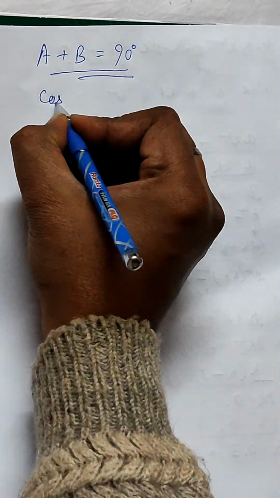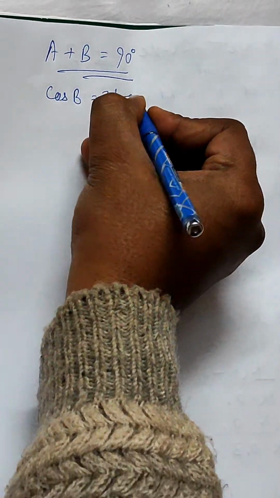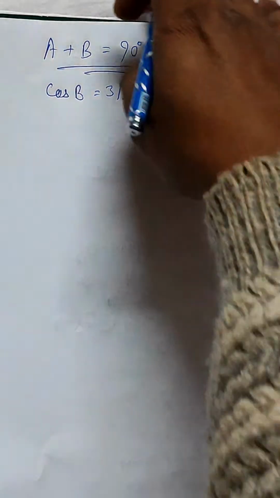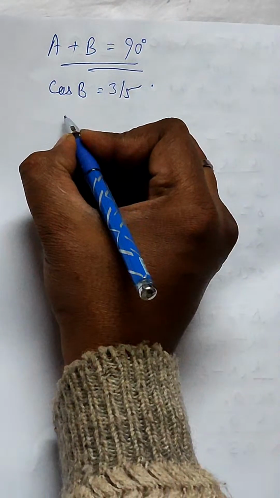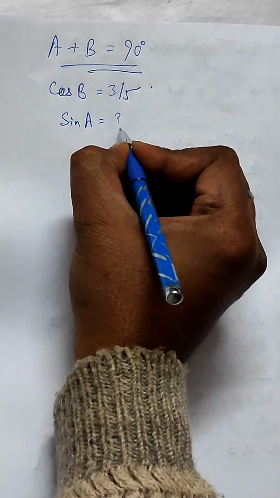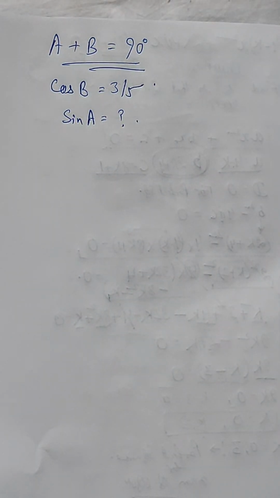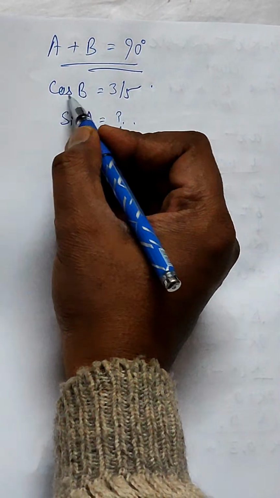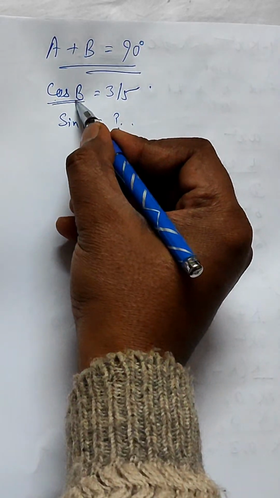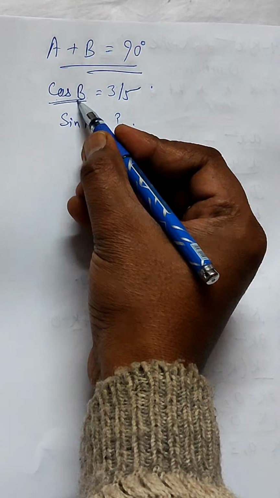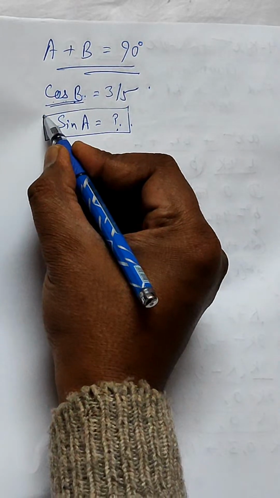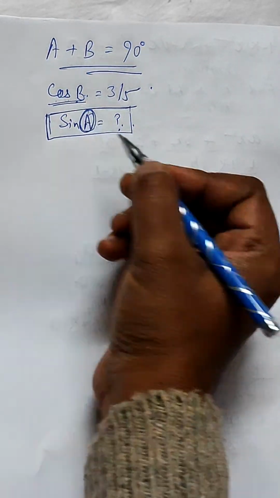And we have also been given that cos b, cosine of b, is 3 by 5, right? And here we need to find the value of sine a. The value of sine a is what? So in such questions of trigonometry, what will you do? Just remember the relation. Here we have cos b. From here, by using sine square b plus cos square b equal to 1, just add them. But here we need to find the value of sine whose angle is a, right?